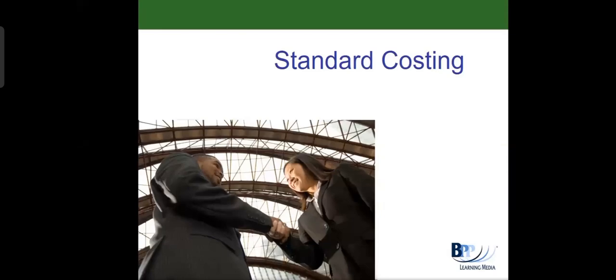Number 2, standard costing helps you in valuation of inventories. You go to your warehouse and you see how many chairs or how many tables you have in your warehouse.